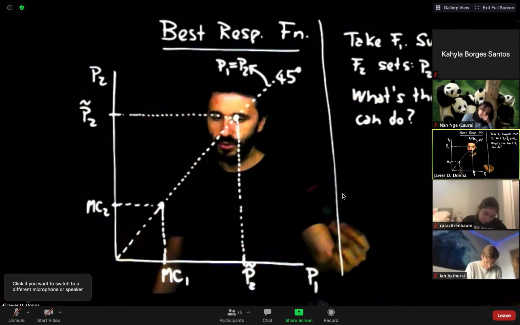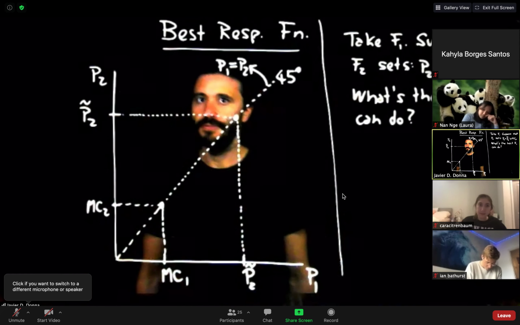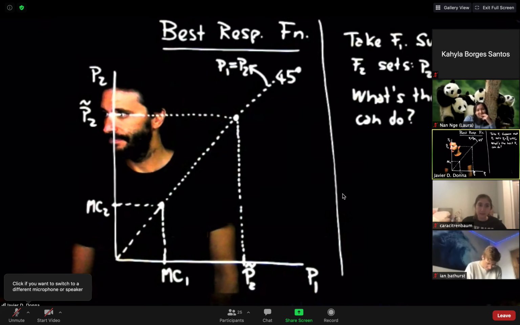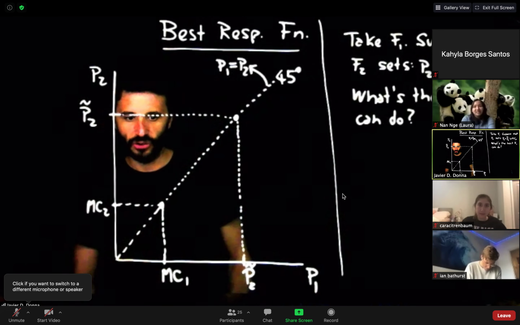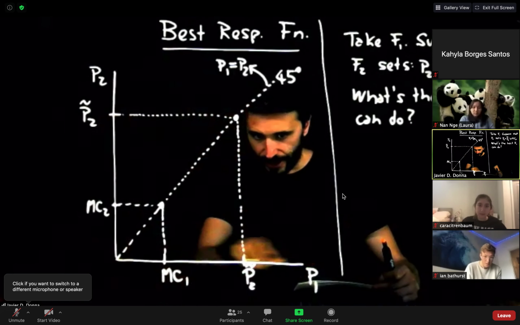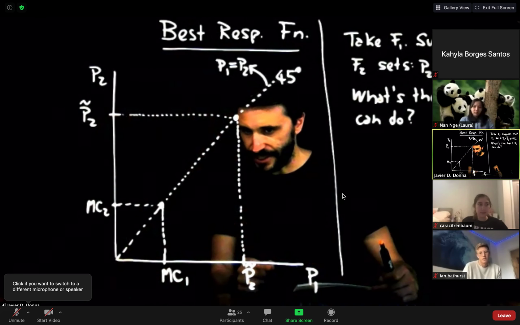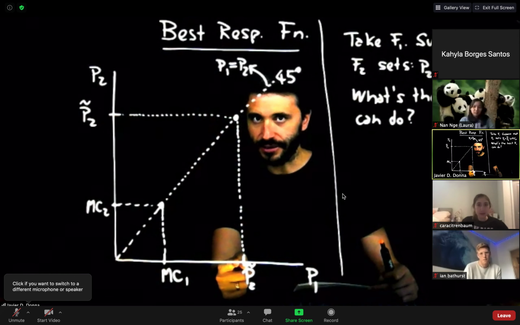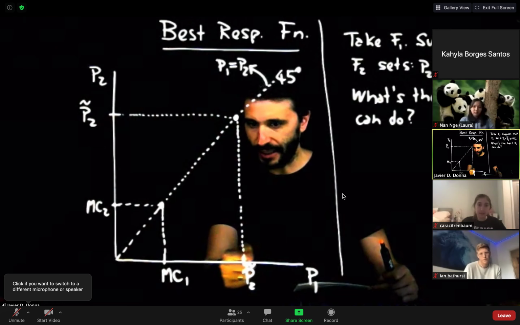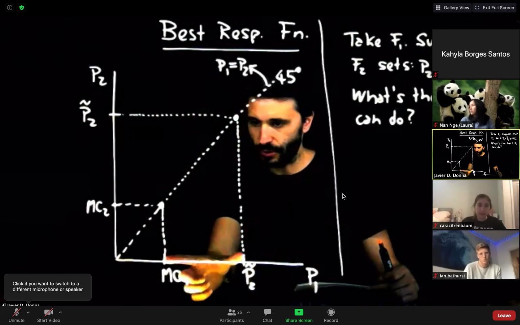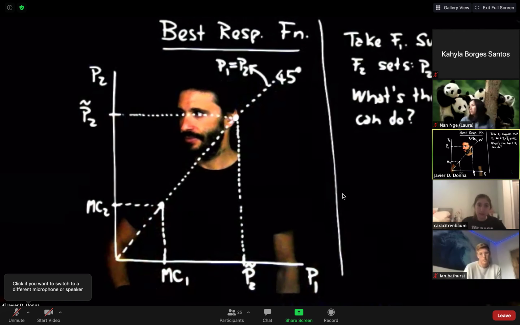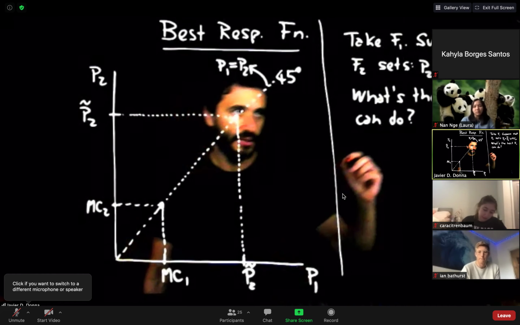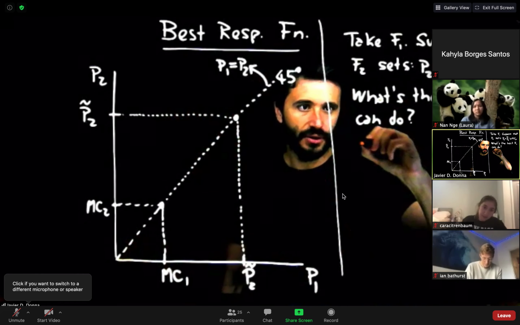How much lower, or how high, should that P1 be? So here we have P1, this axis, here I have P2. What we have just said is that if it sets a price below P2 tilde, it's going to maximize profit. Which price? So we have all these prices. Obviously it has to be above the marginal cost, but which of these prices? Exactly. Right below P2.